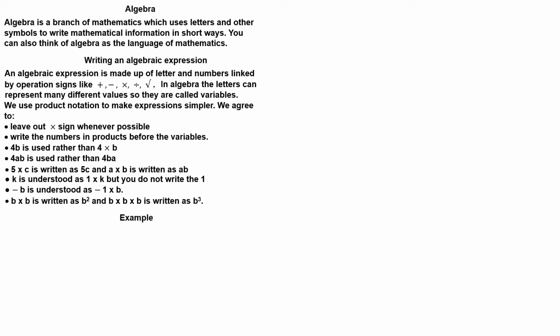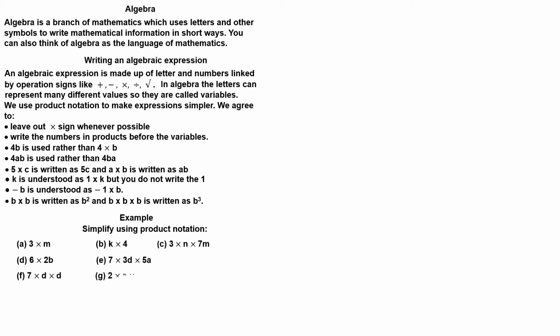Example. Simplify using product notation. 3 times m is 3m. k times 4 is 4k. 3 times n times 7m is 21mn. 6 times 2b equals 12b, and so on.